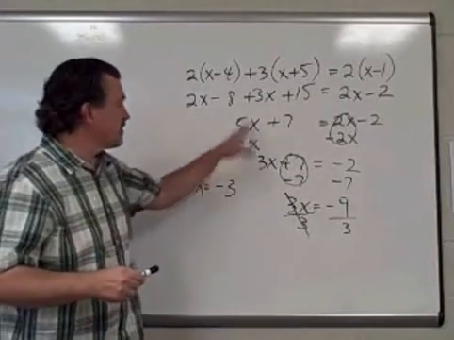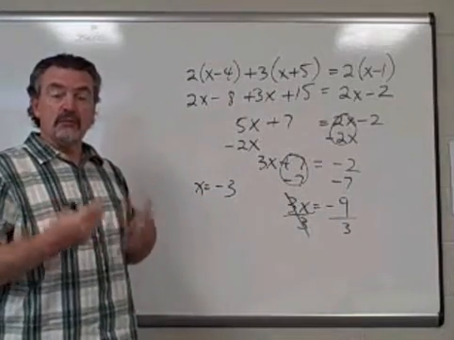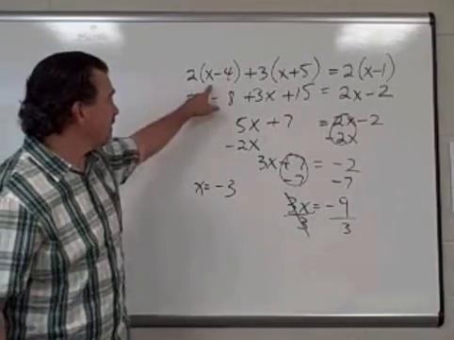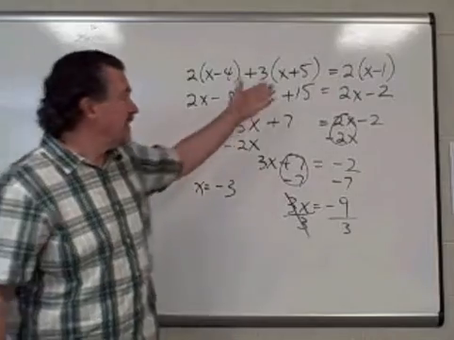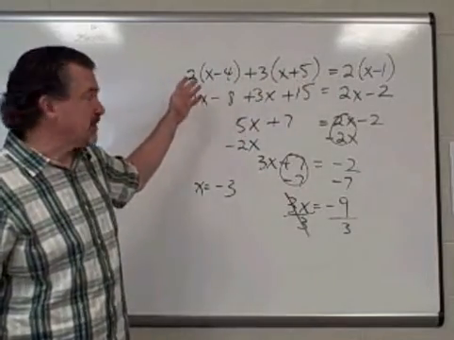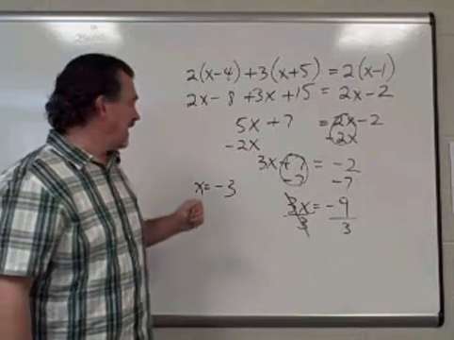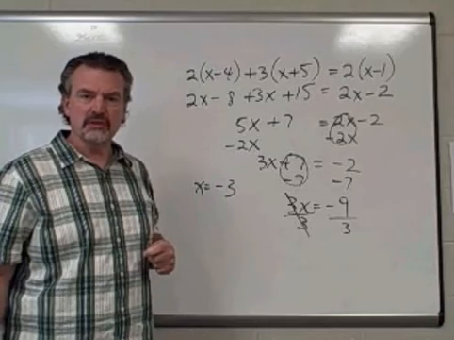Our solution to this linear equation in one variable is x equals negative 3. And remember what that means when you have a solution. That means if we were to take negative 3 and put it in place of x in that equation, the left-hand arithmetic expression would have the same value as the right-hand arithmetic expression. And we have finished our work in solving this linear equation in one variable.